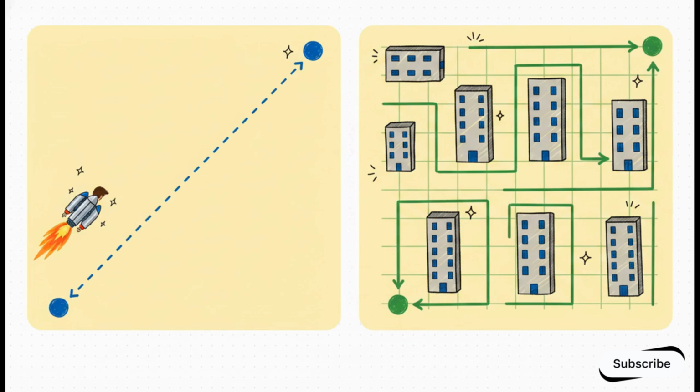But the L1 way is entirely different. Imagine you're a taxi in a rigid Manhattan grid. Buildings block your path. You literally have to drive 3 blocks east, then 4 blocks north. The total distance isn't the diagonal, it's the sum of the horizontal and vertical blocks.